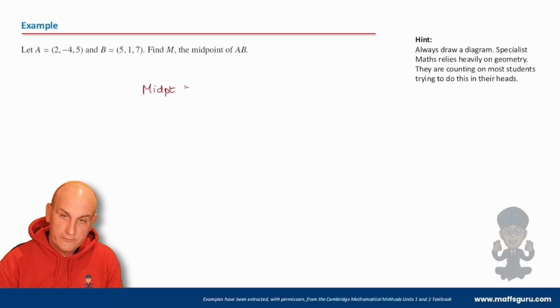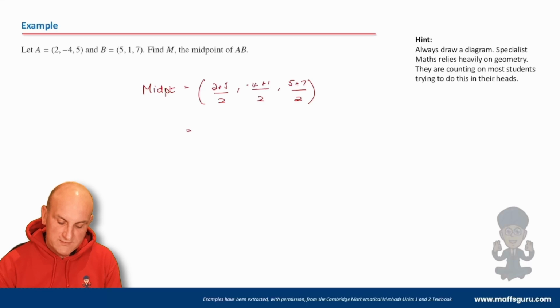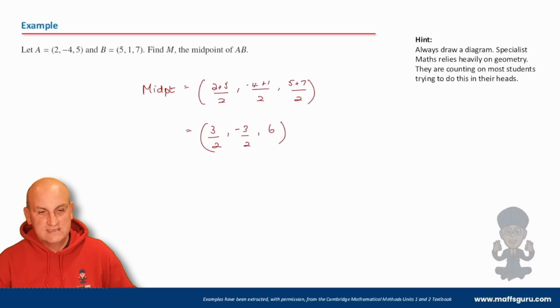And so the midpoint is going to be equal to 2 plus 5 on 2, comma, minus 4 plus 1 on 2, comma, 5 plus 7 on 2. 2 plus 5 is 7, so that's 7 on 2. Minus 4 plus 1 is minus 3 on 2. And 5 plus 7 is 12, on 2 is 6. And there we go. I think the midpoint is going to be given as that.